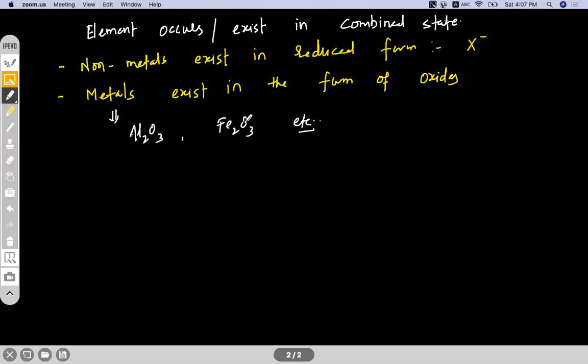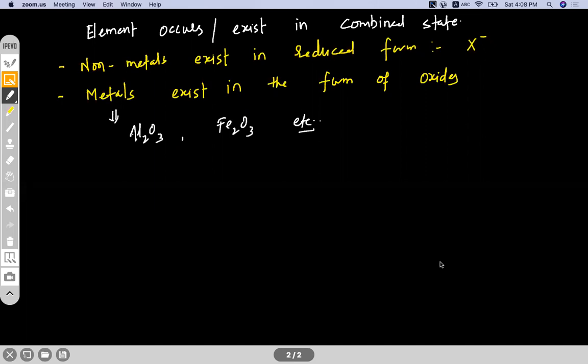Which compound we choose for the extraction of metals depends upon several conditions. Suppose you need to extract aluminium. We have different compounds of aluminium. If you take one particular compound, you need to think of the convenience of the process that we are going to use to extract the metal. The process must be convenient and economical for the extraction of metal.